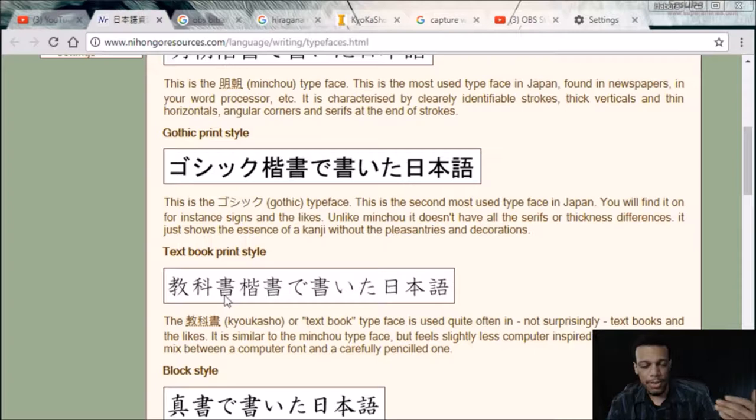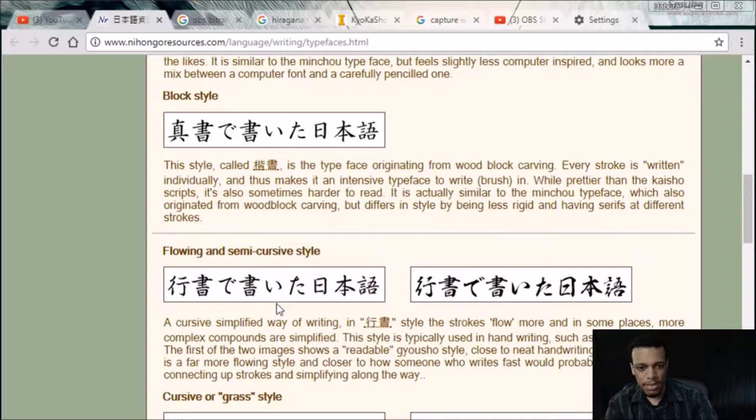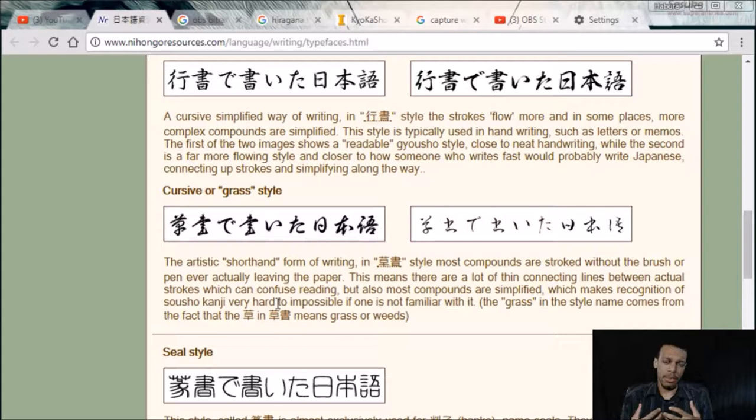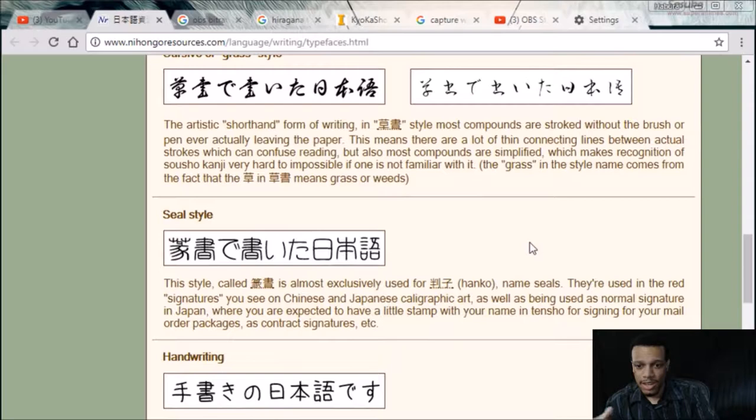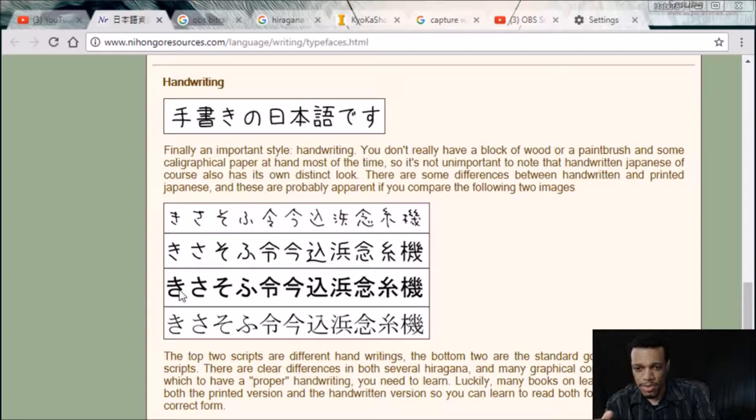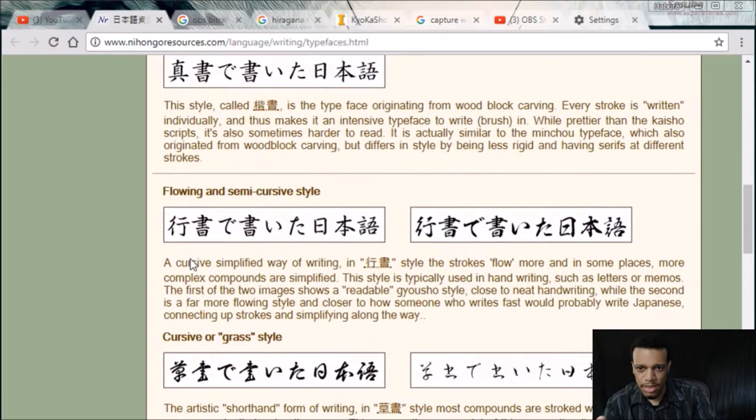And even when you have other styles that do these characters differently, you'll be able to pick up on what they're most likely going to be. Let's see if I can pick one out. Like right here, where you have the Ki right here, this would be closer to the textbook style of doing it. But right here, I believe that's part of the Gothic style.